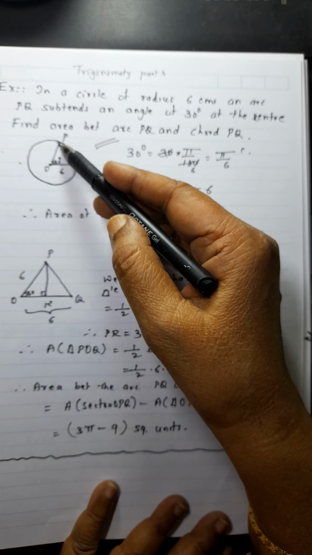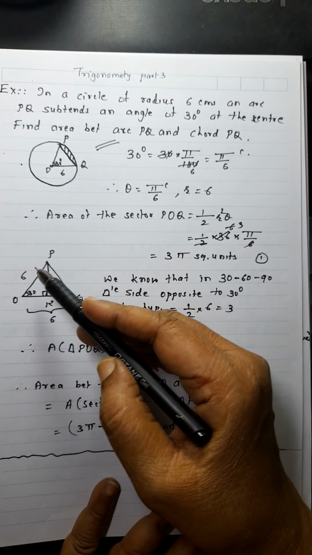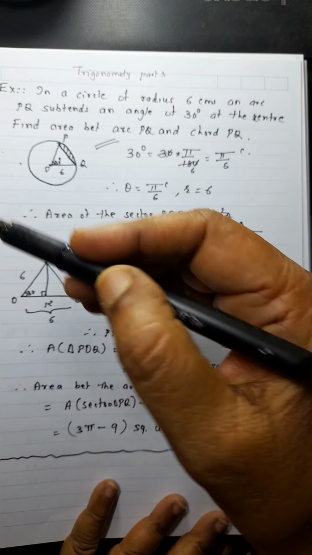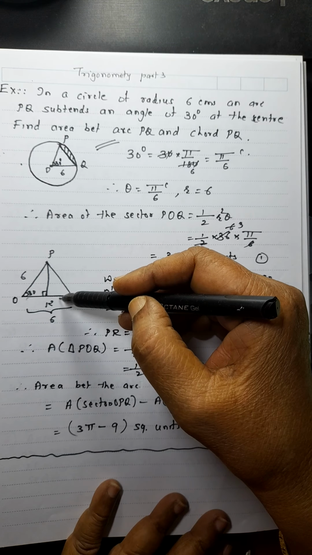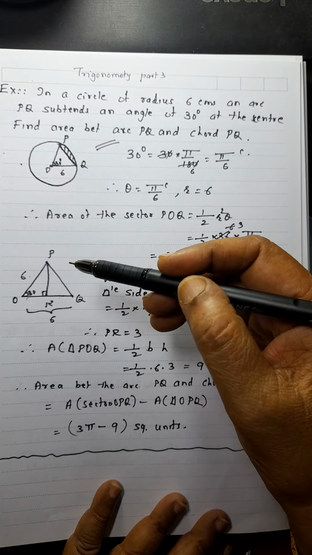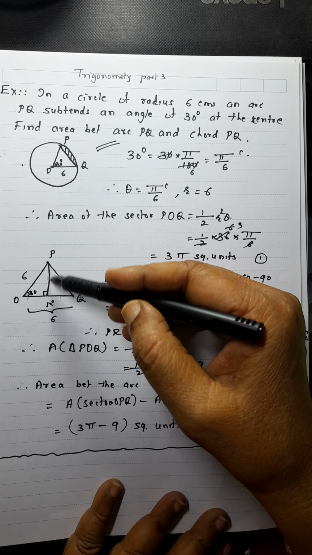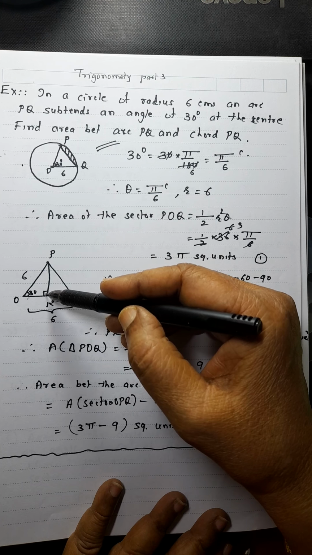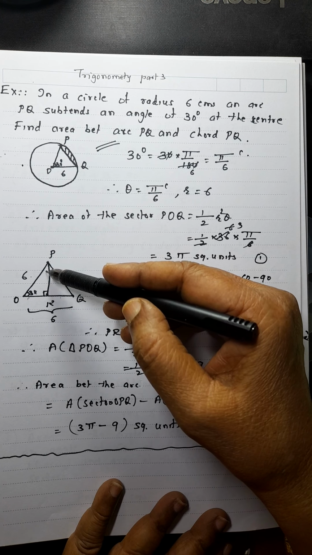Next, I want to find the area of this triangle. For the area of this triangle, I will draw the same triangle here to explain, because drawing it in the same figure will become complicated. This is 30 degrees, this is 6, and this is also a radius of the circle, OP, so this is also 6. What I will do is, from P I will draw a perpendicular.